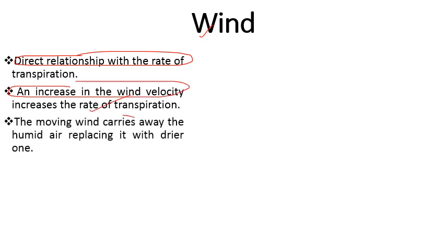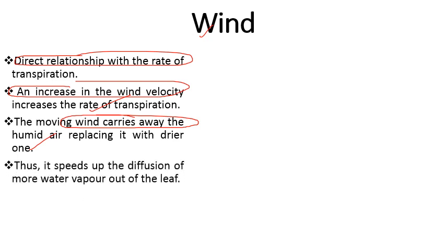The moving wind carries away the humid air and replaces it with dry air. So that's why with an increase in the velocity of wind, there is an increase in the rate of transpiration. But this is again up to a certain limit. If the wind velocity is very high, then the plant feels the stress and closes the stomata and decreases the rate of transpiration. Thus it speeds up the diffusion of more water vapors out of the leaf.